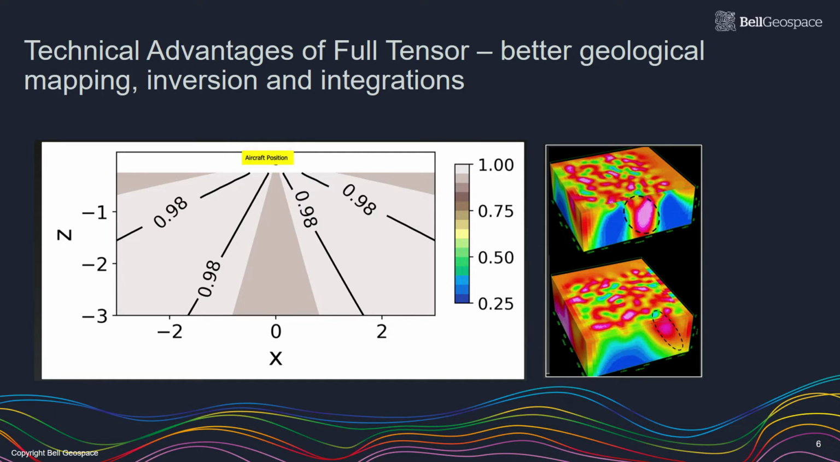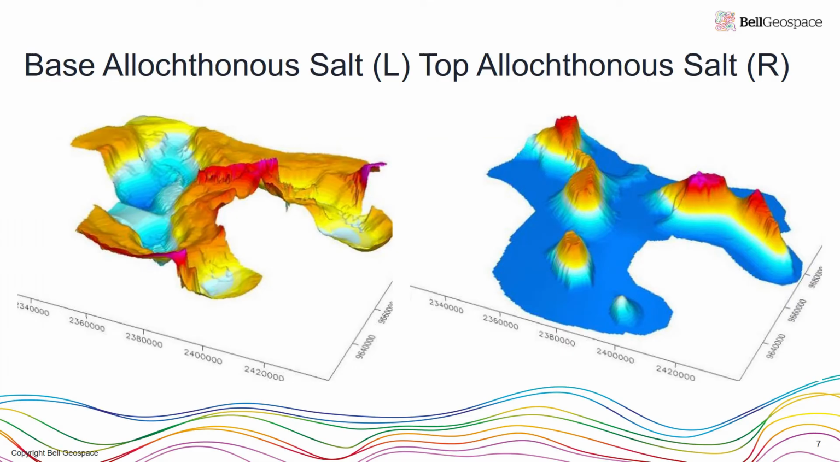That's a distinct advantage when you're acquiring in areas of terrain. In the image on the right, you can see a comparison between a partial tensor and a full tensor inversion. Because the tensor components are directly measured with FTG, full tensor inversion allows us to build a 3D model of the base and the top of salt. There are various types of inversion where the base or the top of salt can take precedence, and both may be employed to make sure that the final reconstructed model shows the same dimensions.